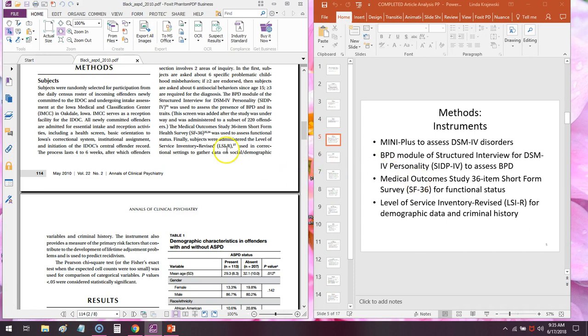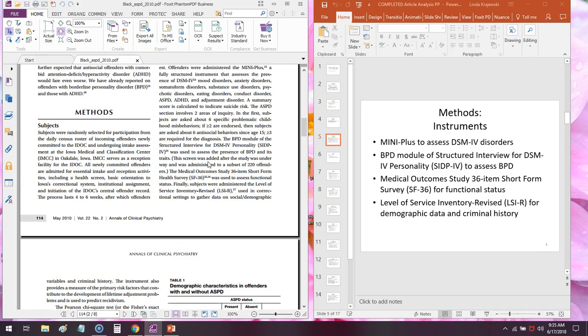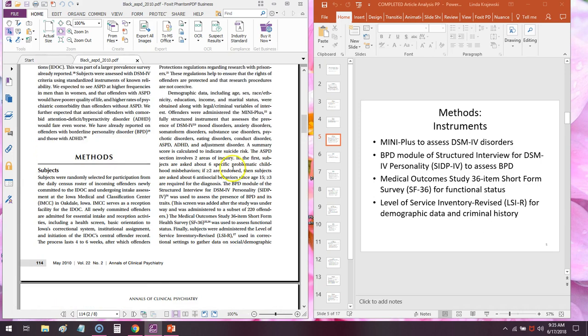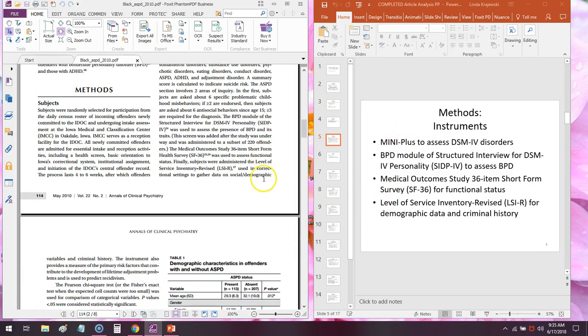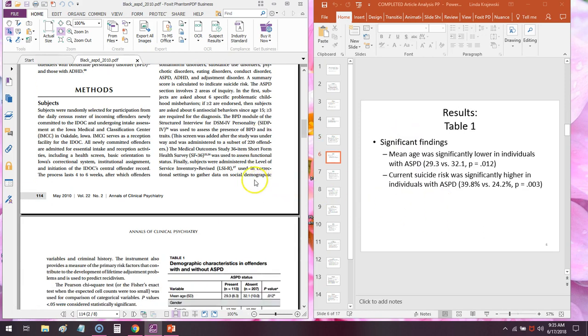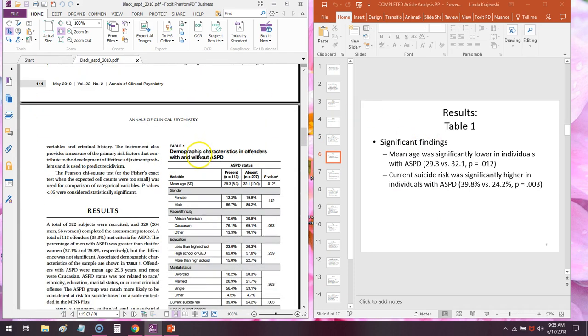So next we're going to look at the instruments, the measures is another word for it, that they use to gather their information. And articles usually describe that really quite nicely, and you can see some of that starting in the section here. And so just a brief description of the different things that they looked at. And then we're going to start looking at the results.